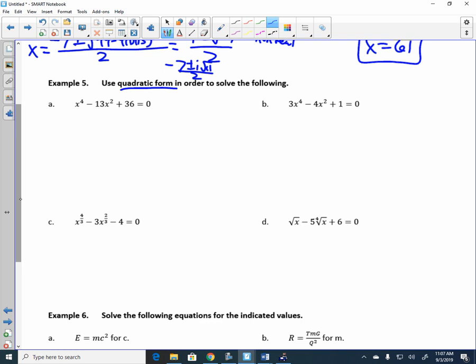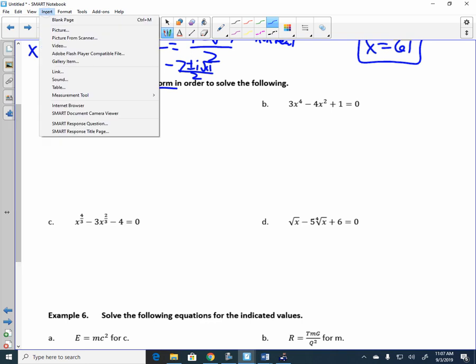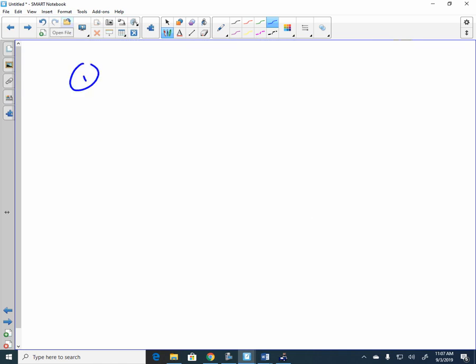Now, you've used quadratic form in the past, but you maybe just didn't understand it. Let's understand what quadratic form means first. If I write the word quad, what do you think of? What number comes to mind? 4, right? Yet, we say that that's quadratic.